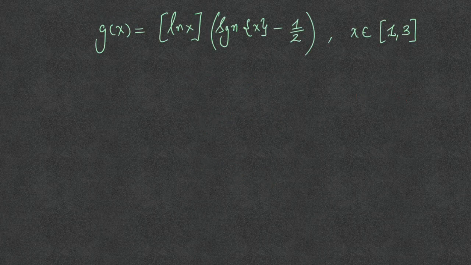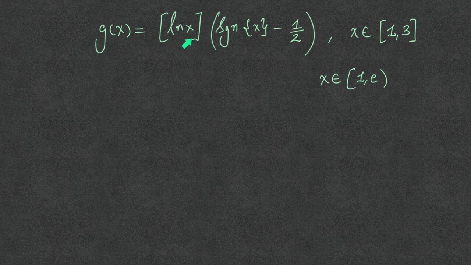So now let's redefine g of x when x lies between 1 to 3. Since the suspicious points are 1, e, 2, 3 by 2, 5 by 2 and 3 also, define intervals according to these points. So first of all, x belongs to 1 to e.